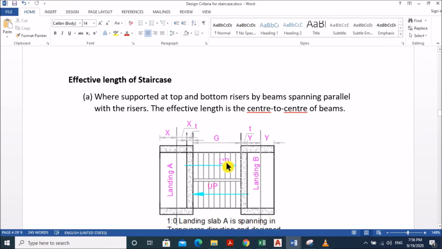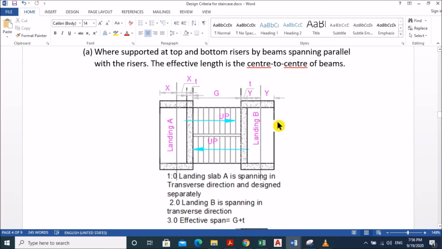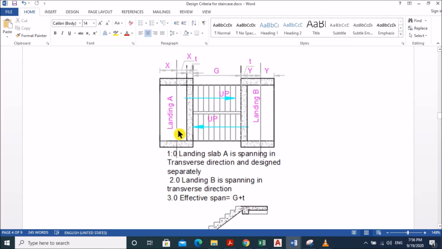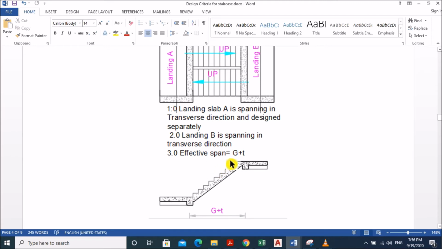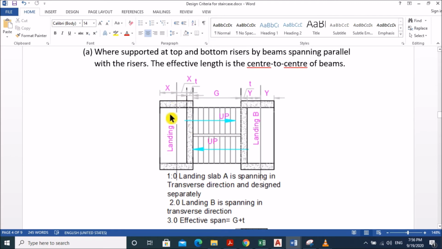So the first one is where the stairs are supported at top and bottom riser by beams spanning parallel with the riser. The effective length is the center to center of beams. It means in that case landing A is spanning in the transverse direction and landing B is also spanning in the transverse direction of the flight. And the effective length is the thickness of each support and going only. In that case, G plus T, clause A.